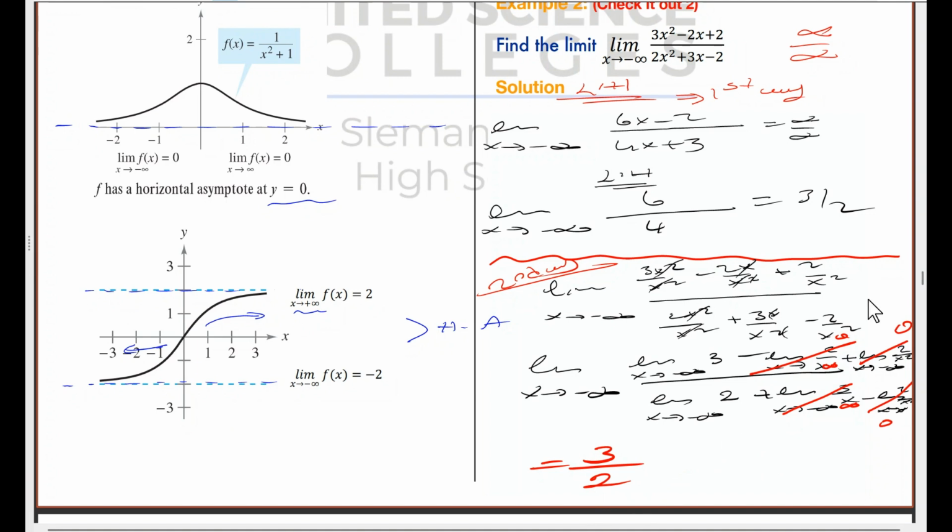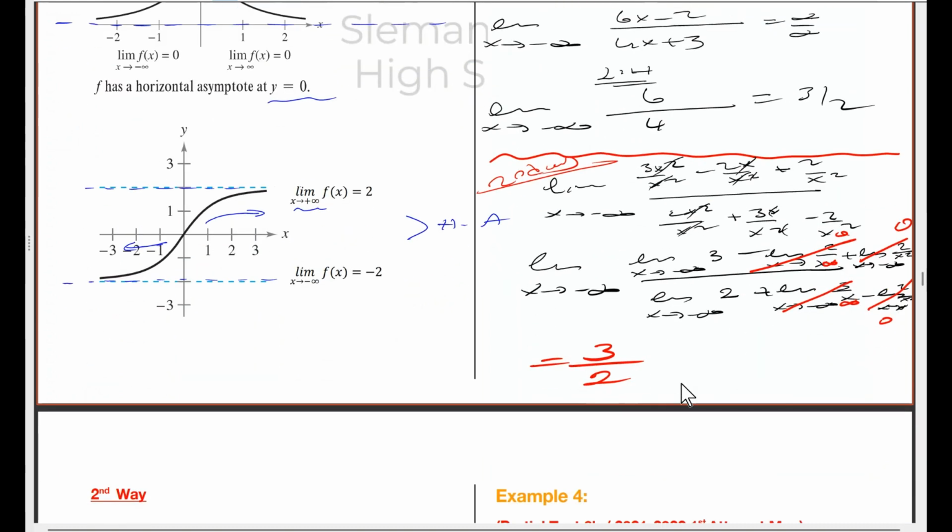As I said, there will be some questions that cannot be solved by using L'Hopital, so we need to know this way too for some other types of questions.